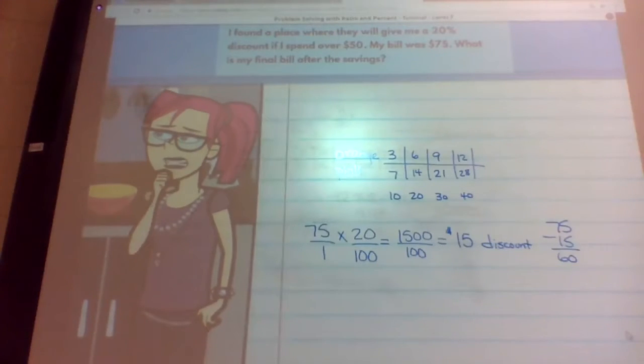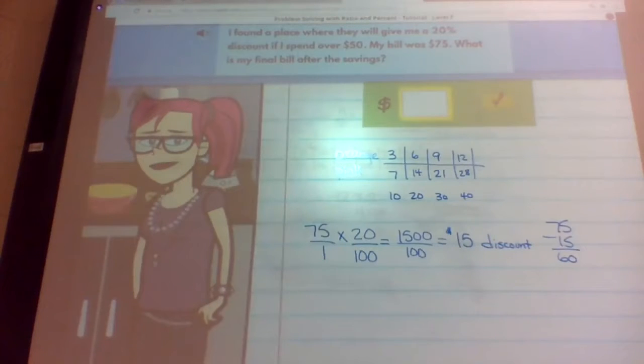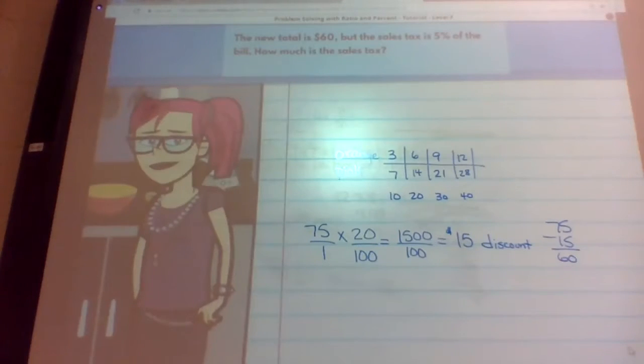What's my final bill after the savings? All right, so now that's going to be what? 6. Awesome. I love saving money. So the new total is $60, but the sales tax is 5% of the bill. How much is the tax?